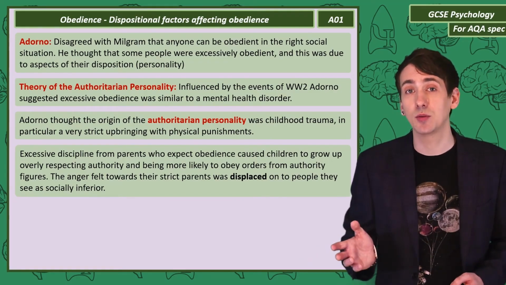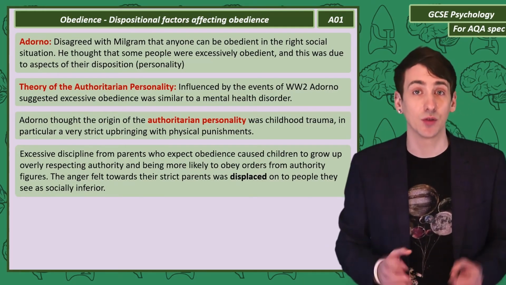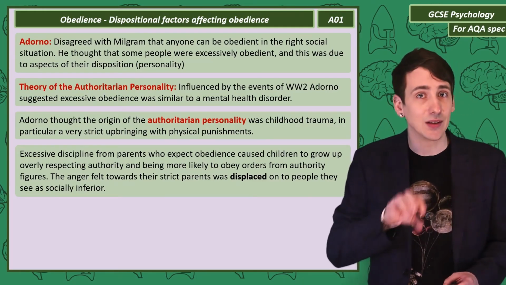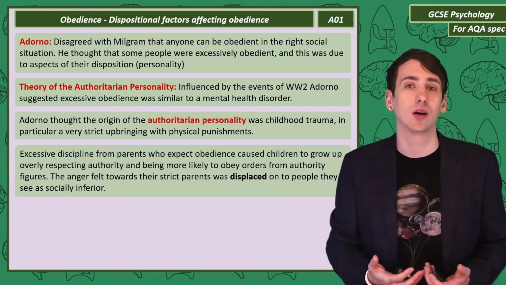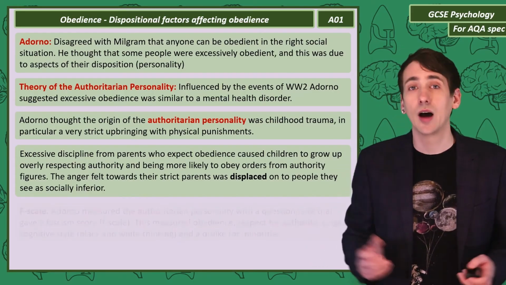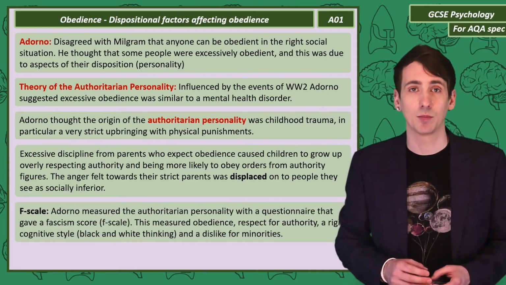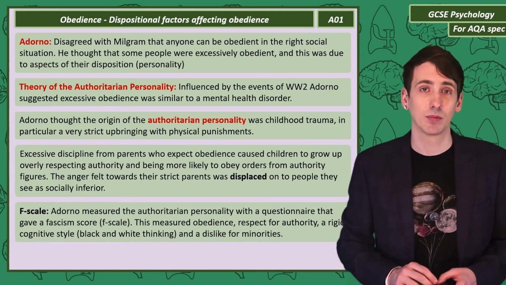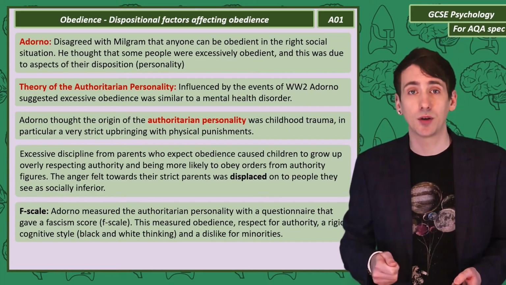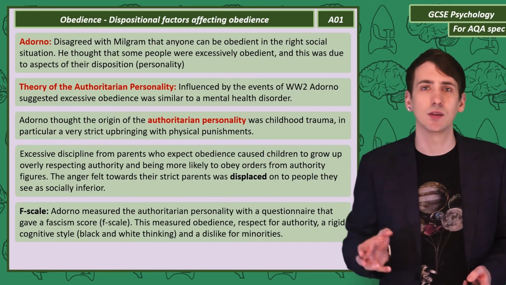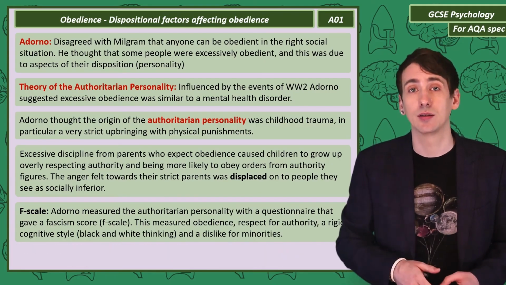Taking the idea of displacement from Freud, Adorno says these individuals feel anger towards their parents for the harsh discipline, but they displace this anger onto people they see as socially inferior, weaker targets like minorities. Adorno developed a way of measuring the authoritarian personality. It's called the F scale, and the F stands for fascism. This is a questionnaire measuring, among other things, obedience, respect for authority, a rigid cognitive style, which means these people see everything in black and white, and it also measured dislike for minorities.